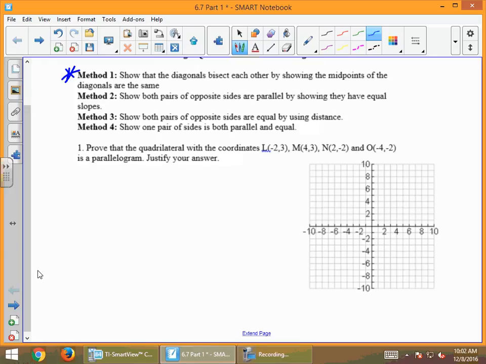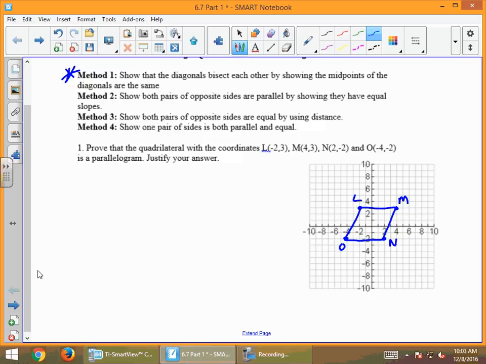Plot them. So we're going to plot -2, 3. We're going to plot 4, 3. 2, -2. And -4, -2. Make sure you label your points. This is L, M, N, and O. And you just can't look at the picture and say, yeah, that kind of looks like a parallelogram. Sure, yes, looks like one. You have to do the math to show it.